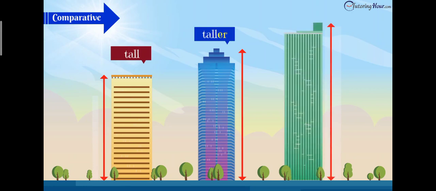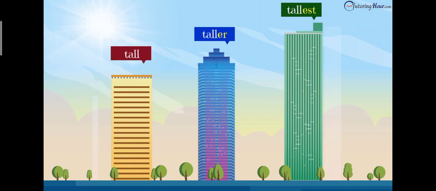To compare more than 2 skyscrapers, we need to use the superlative degree. We can form superlative adjectives by adding the suffix est. Thus, we can describe the 3 skyscrapers as tall, taller, and tallest.